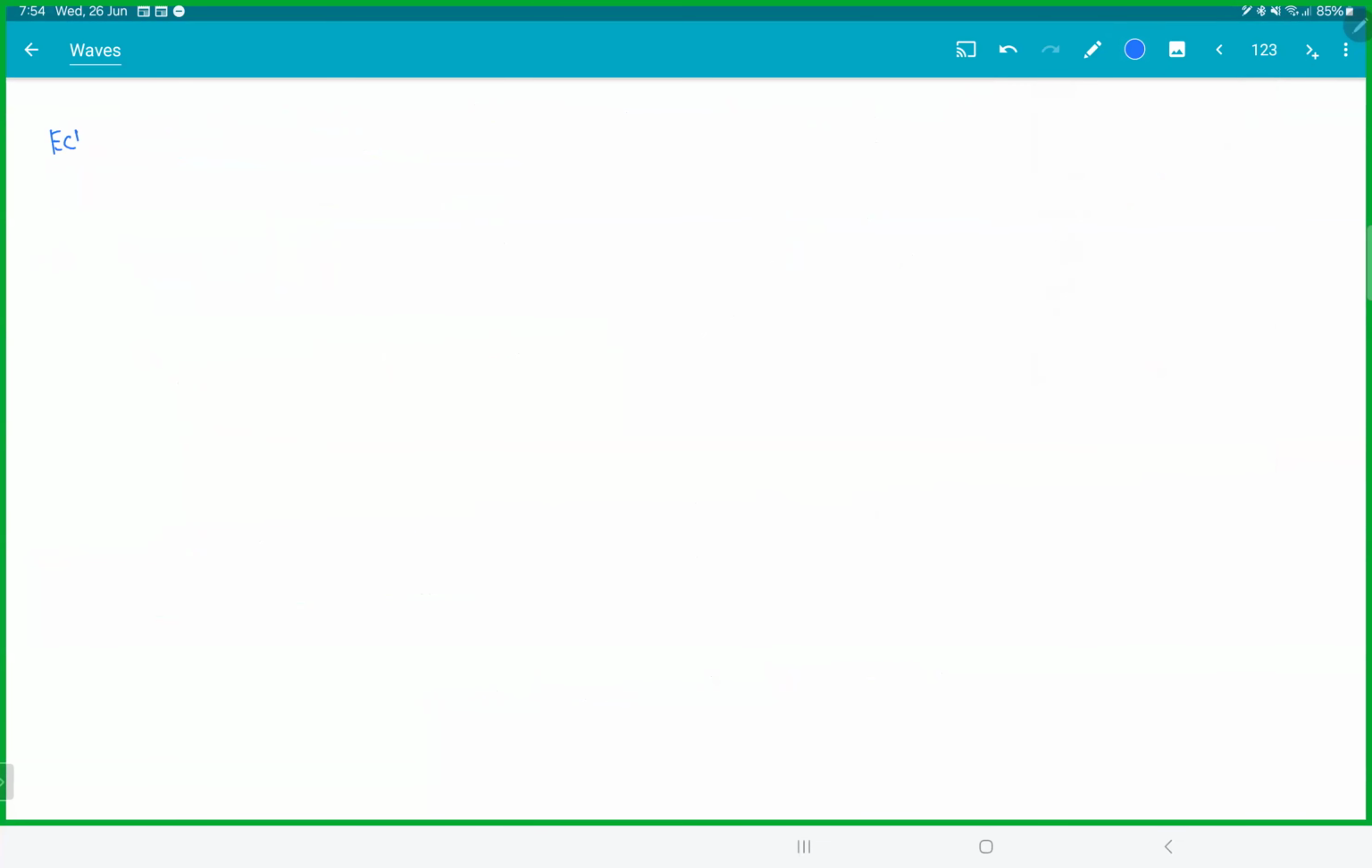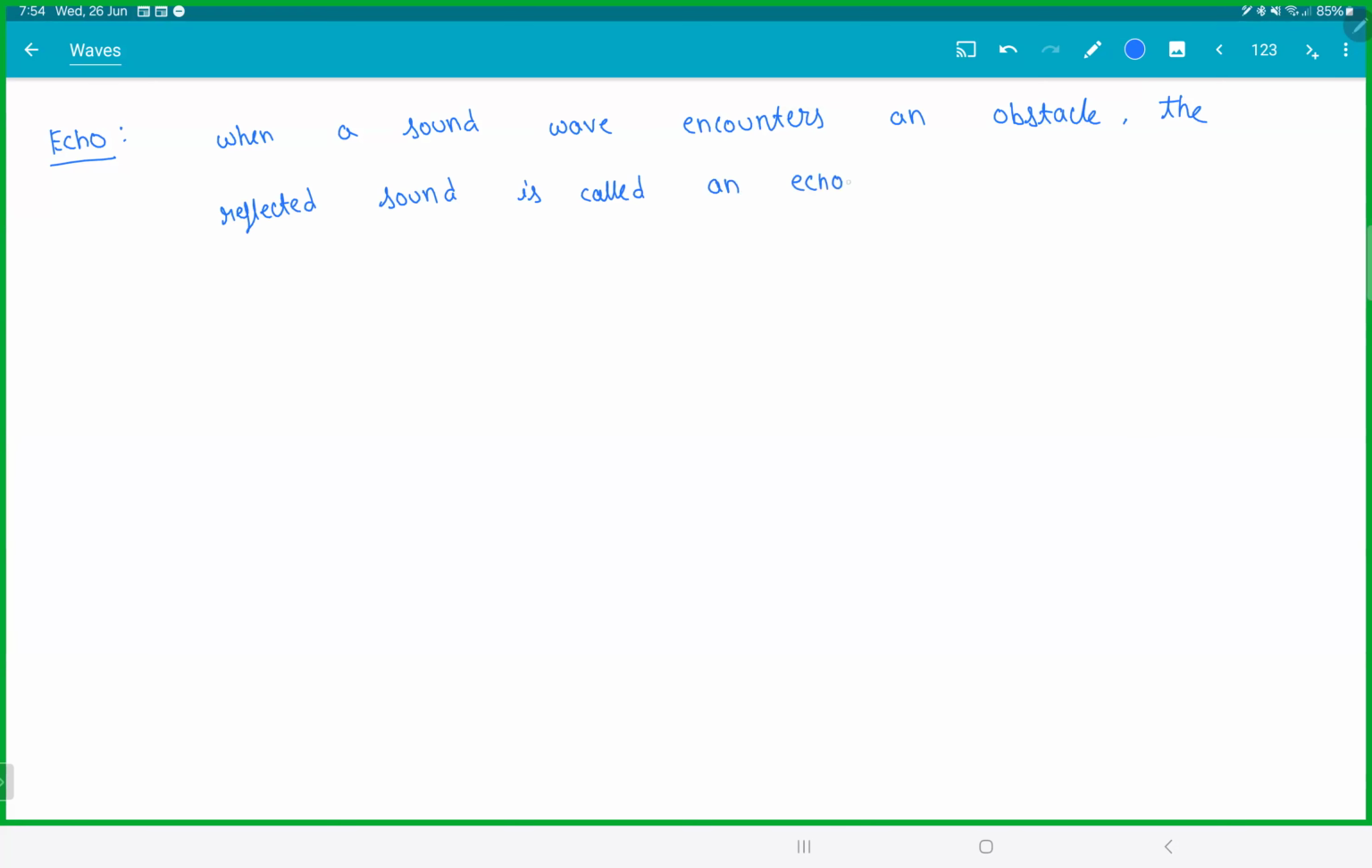Next thing, echo. So what's an echo? When a sound wave encounters an obstacle, the reflected sound is called an echo. Sound rays obey the laws of reflection and refraction. We discussed this in ray optics.